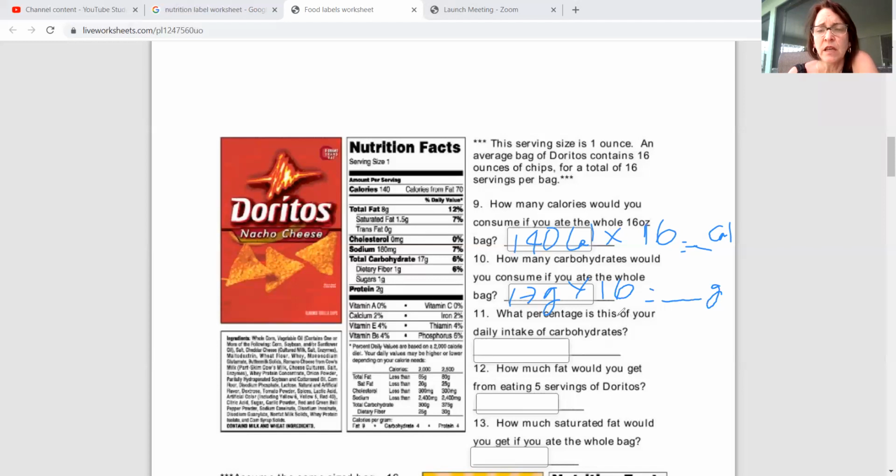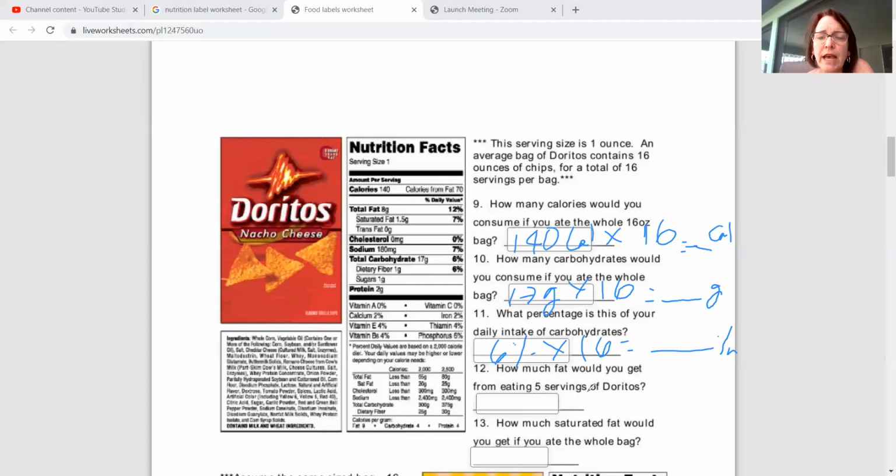What percentage is this? Again, this is in reference to the previous question, carbs. What percentage of your daily intake of carbs is this amount if you eat the total bag? Again, you go here, the percent of the daily value is listed for one serving. For carbs, it's 6% in one serving. You will have 6% times 16 in the total pack, and this will give you the percent in the total pack.